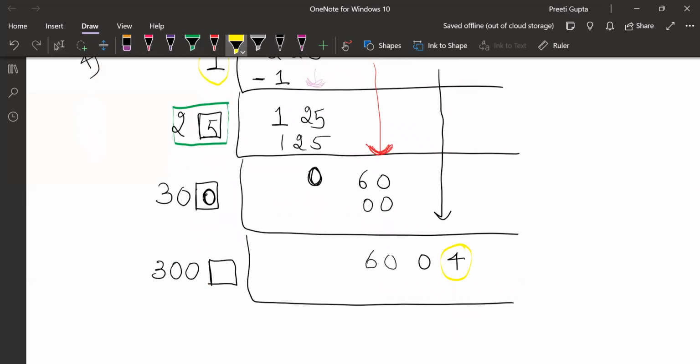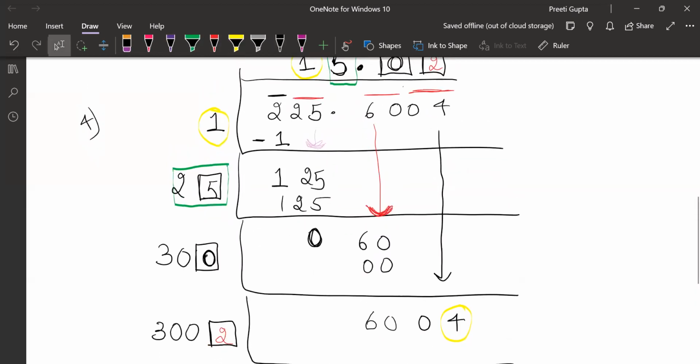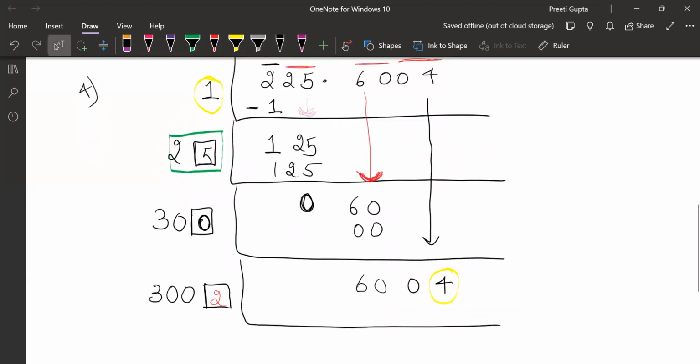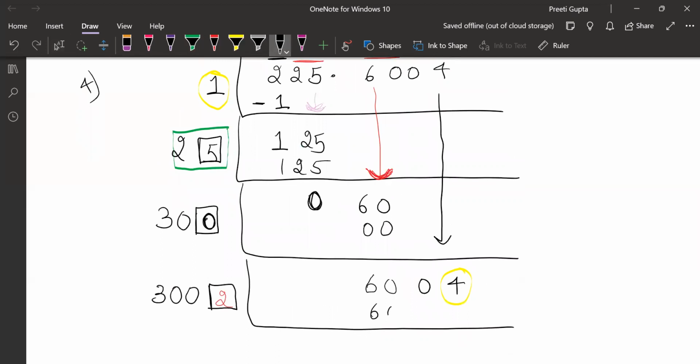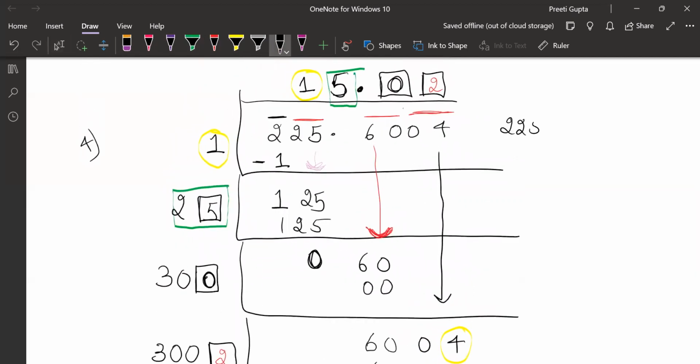As you can see, there's a 4 in the units place, and I know 2 times 2 is 4. So let me give it a try. Here if I put 2, and here also 2, then 3002 times 2 will be 6004 only. So 6004, the remainder is 0. So we have got the square root of 225.6004, that is 15.02. So that is the square root of this number.